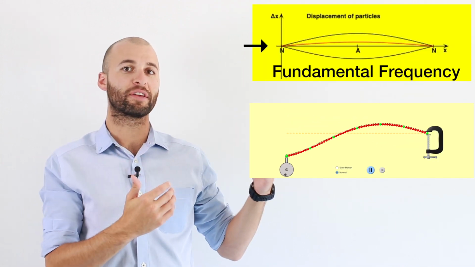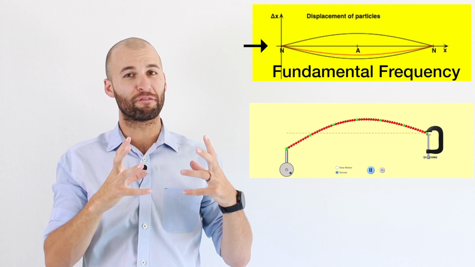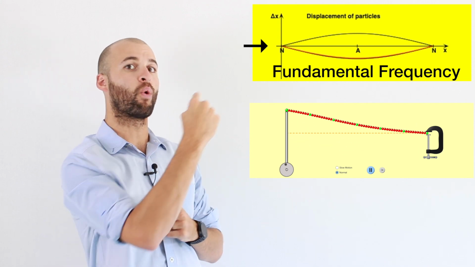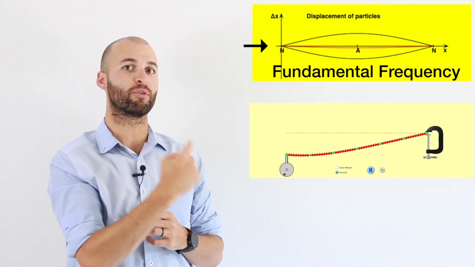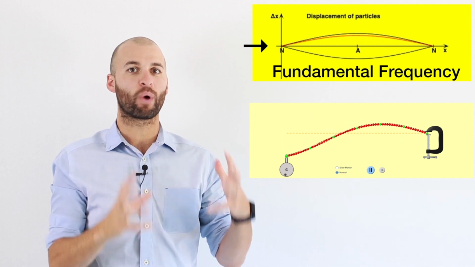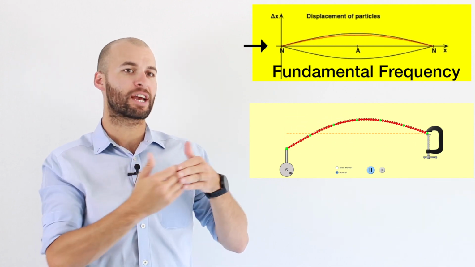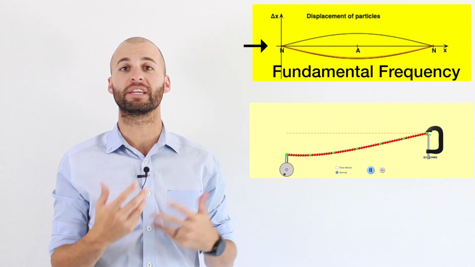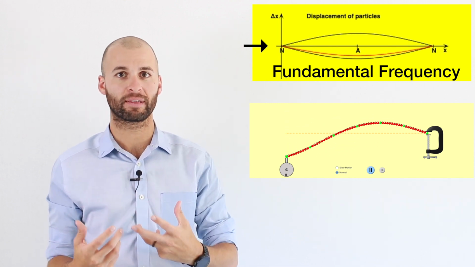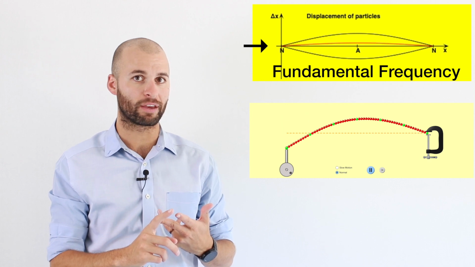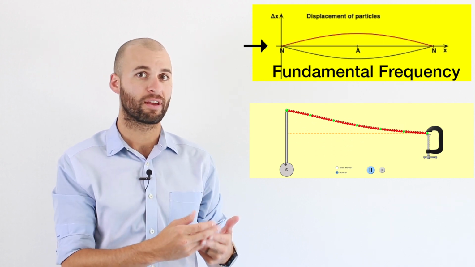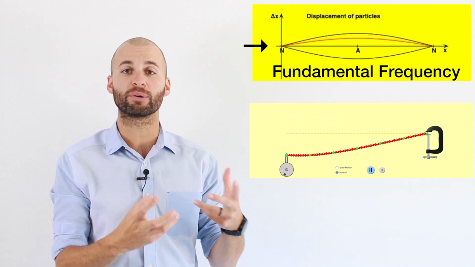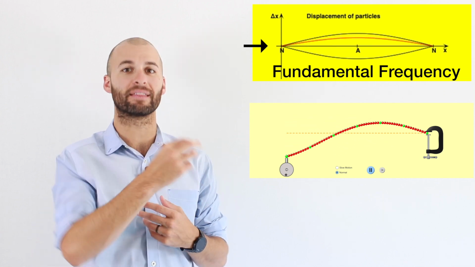Now, looking at that fundamental frequency, to get a full wavelength, I've got to go one full peak and then one full trough. So this standing wave's wavelength is actually twice the length of the string. Now, velocity is frequency times wavelength. So if we know the velocity of the wave, we now know the wavelength, we can figure out what frequency we need to actually get this standing wave.